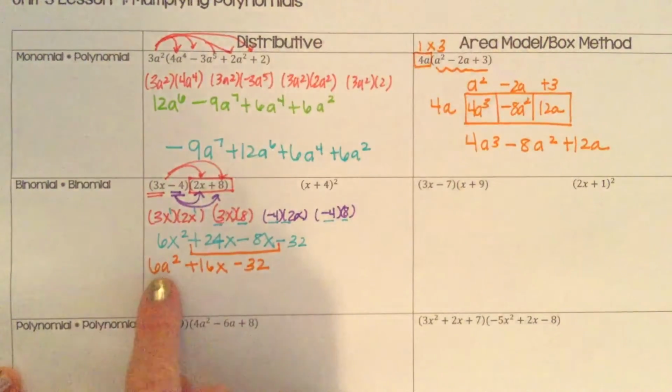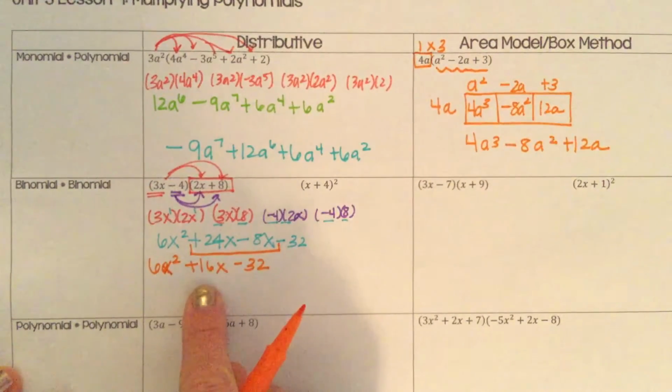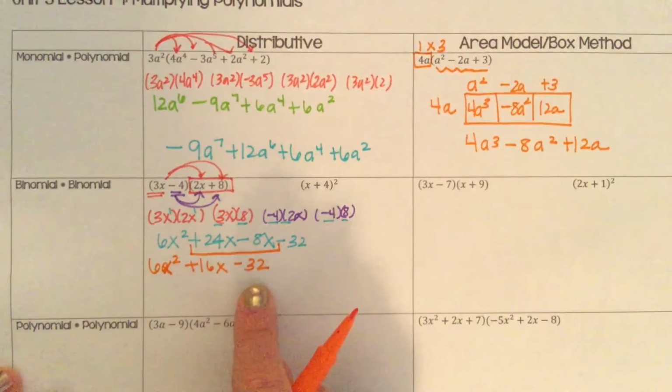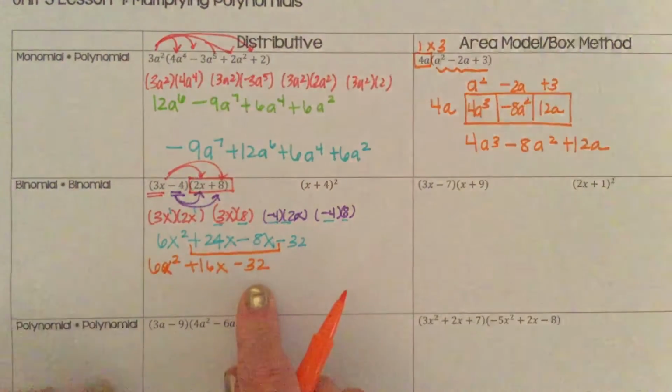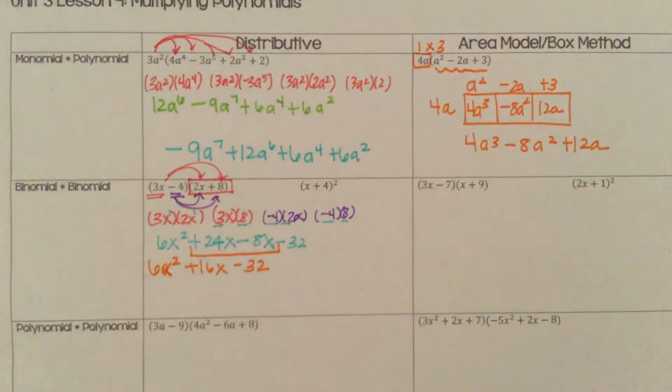Let me double check that this is in descending order. I have the highest power coming, sorry, that should be an x squared coming first, followed by 16x coming second, and then my constant term, or no variable term, coming last.